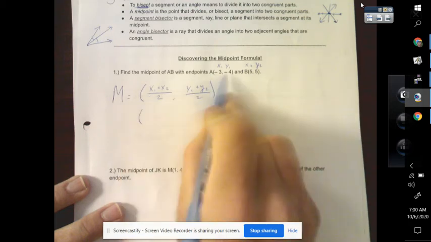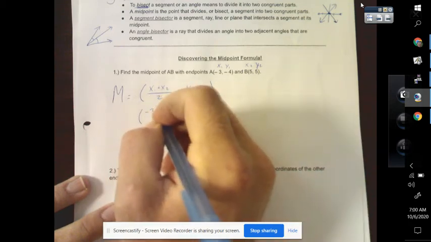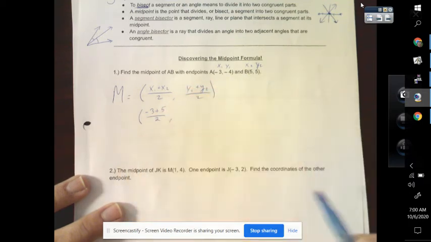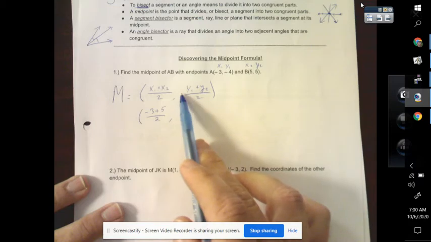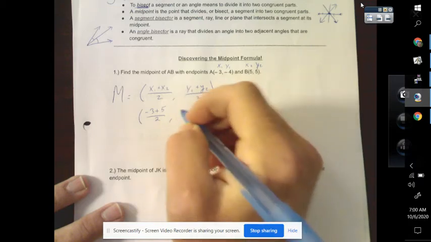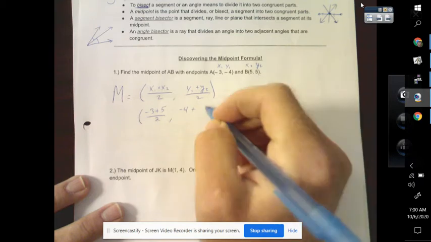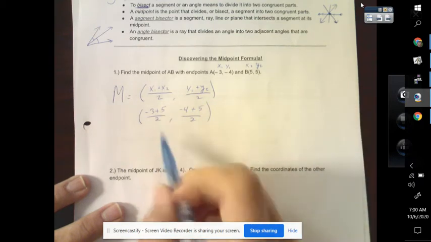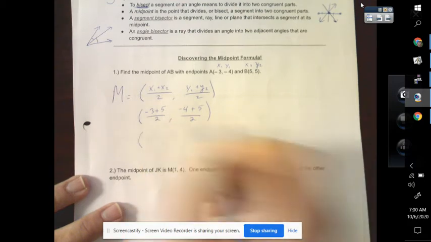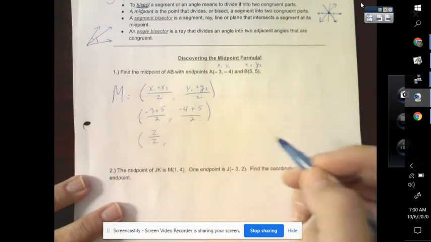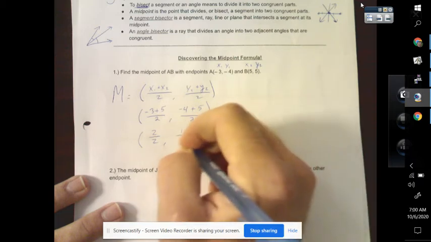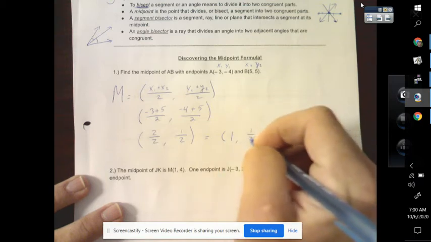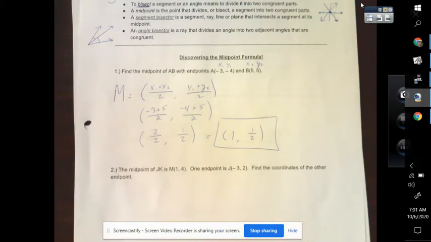So my x1 is -3, my x2 is 5, comma. Now I'm going to work on my y1, y2. So y1 is -4, y2 is 5. Look at your numerators. -3 plus 5 is 2. -4 plus 5 is 1. 2 divided by 2 is 1. 1 divided by 2 stays 1/2. You win. You're all good.